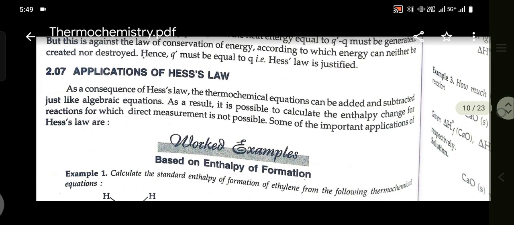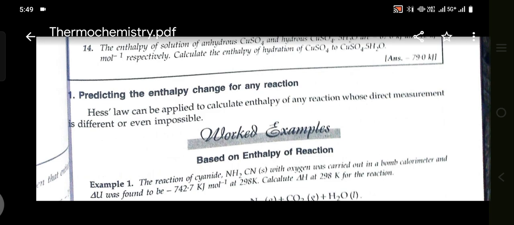Application of Hess law. As a consequence of Hess law, the thermochemical equations can be added and subtracted just like algebraic equations. As a result, it is possible to calculate the enthalpy change for the reactions for which the direct measurement is not possible. Some of the important applications of Hess law are the following. First is predicting the enthalpy change for any reaction. Hess law can be applied to calculate the enthalpy of any reaction whose direct measurement is difficult or even impossible.